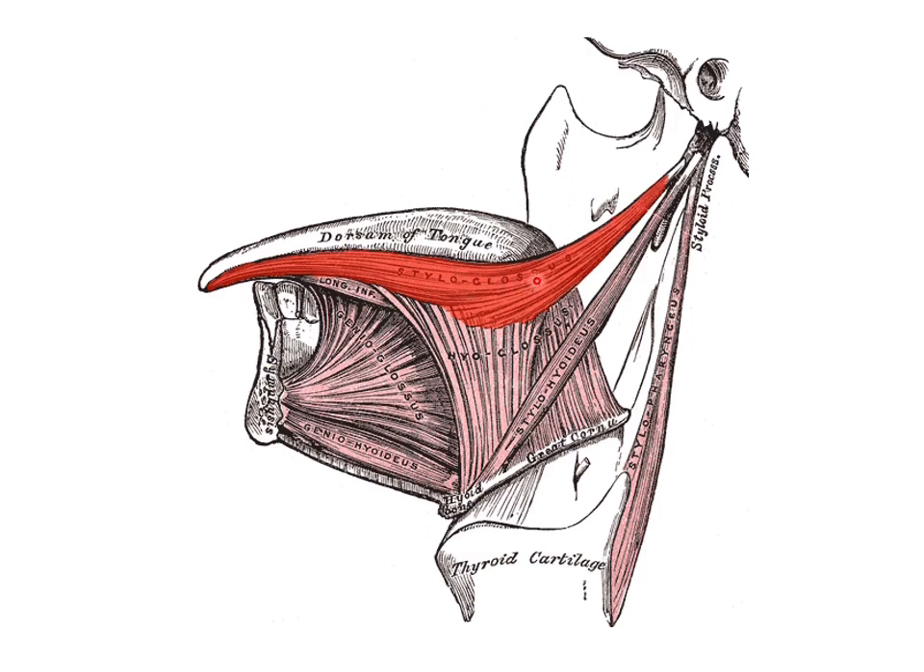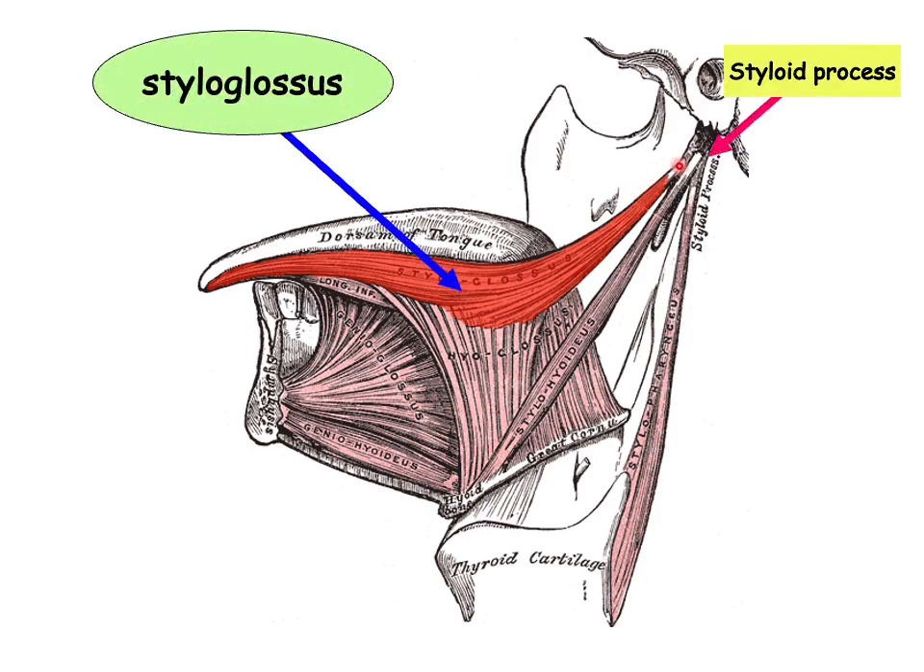What is that muscle? What do you think? Styloid process to the tongue. So that is the styloglossus. Styloid process and styloglossus. And that muscle, what is it? The hyoglossus muscle, genioglossus, and that muscle is going to be the stylohyoid muscle.